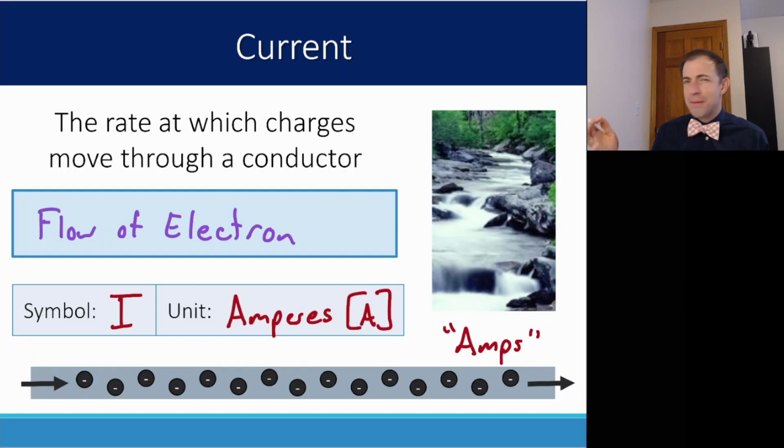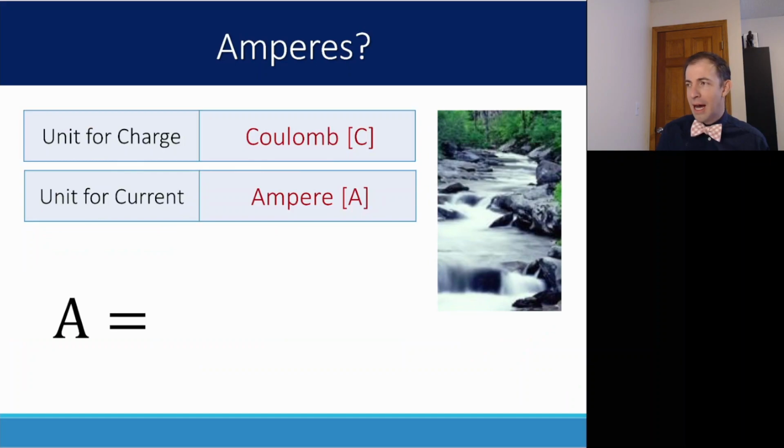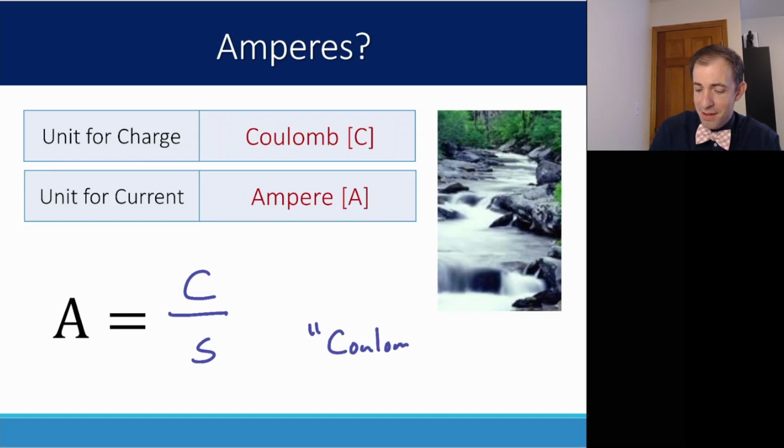I described current for a river as a unit of how much divided by a unit of time. Well, the ampere is actually a derived unit. It's derived from this idea that charge was in coulombs and the current was in amperes. The current has to be a unit of how much divided by a unit of time. In this case, an ampere is just a coulomb per second. So if we talk about amps, you can think of it essentially as coulombs per second, and it's the same idea.